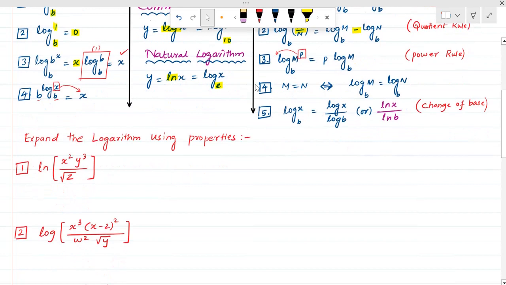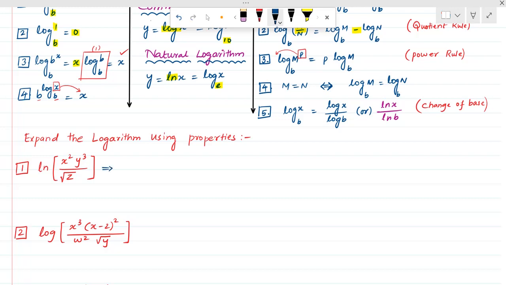Now we will solve the first problem here. Expand the logarithm using the properties. First of all, I will write it here. Whenever you find a product, it is a plus. Whenever you have a product, it is a plus value. So I will write this part here.